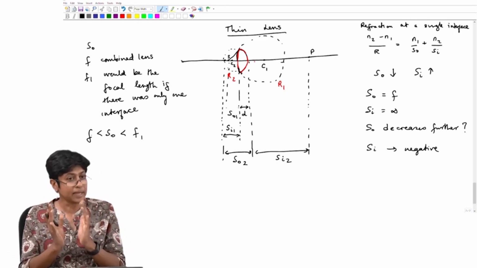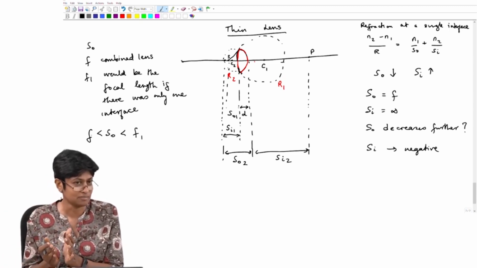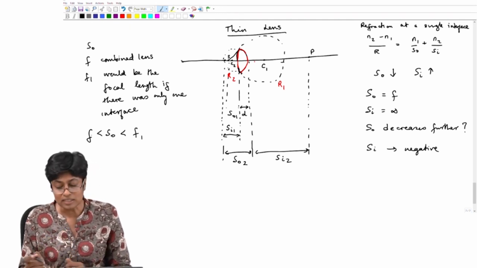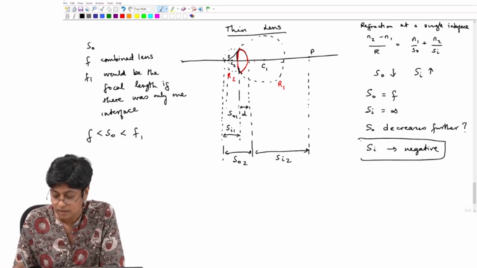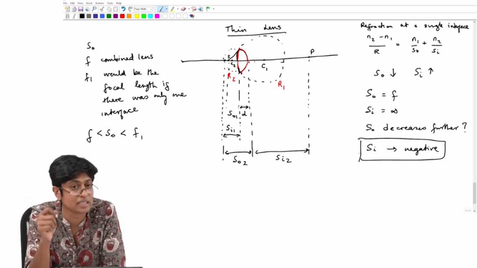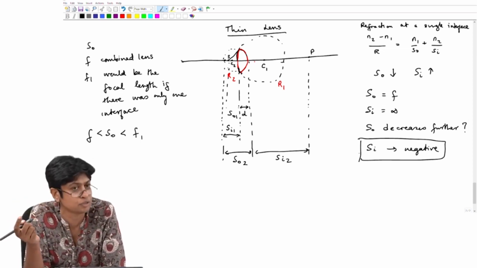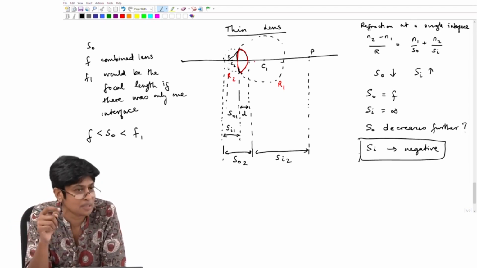Two interfaces together have more power than a single interface, right? So, this condition is what you would expect, or is not surprising, when you compare what's happening at one interface to what happens when you have two interfaces. That's why the first image I have kept on the same side as the object. Is that point clear?